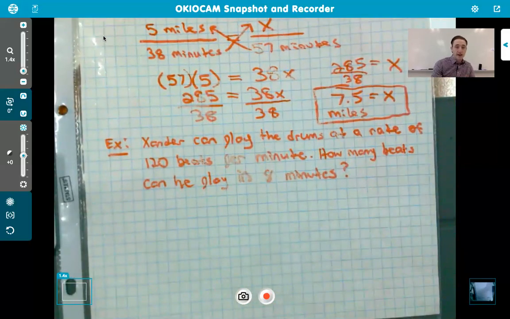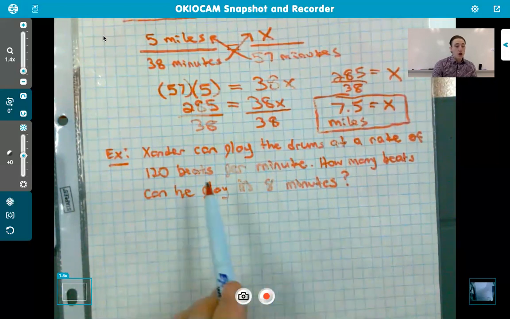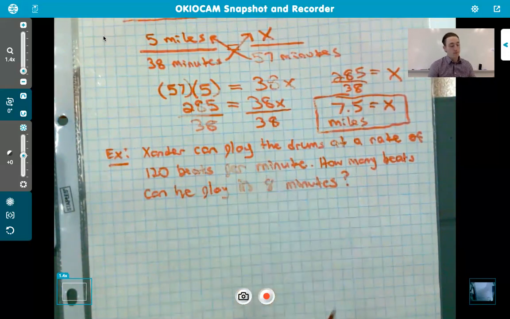Xander, giving you a shout out here. Xander can play the drums at a rate of 120 beats per minute. Okay. How many beats can he play in 8 minutes? So very similar to what we just saw, right? Instead of miles over minutes, now we have beats per minute. Okay. So we'll take the first piece of information, 120 beats per minute.